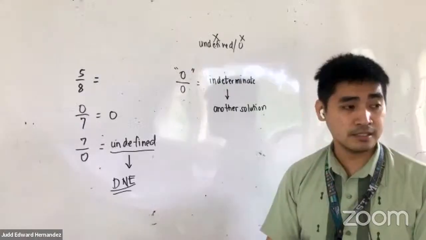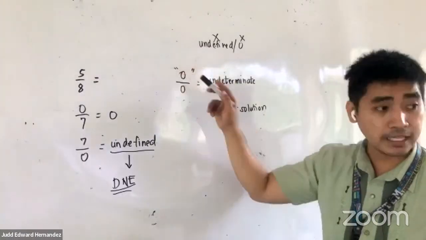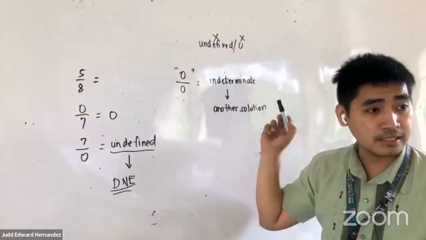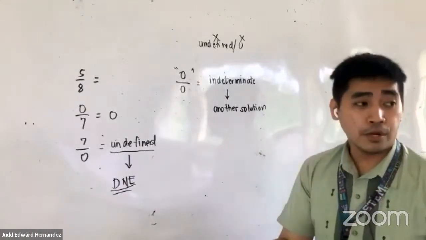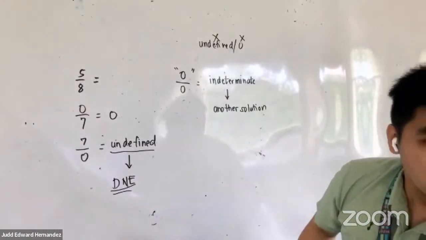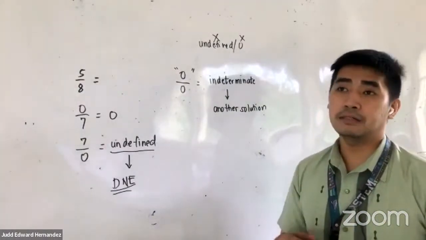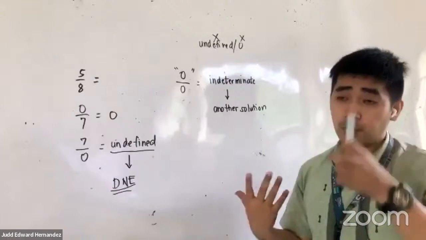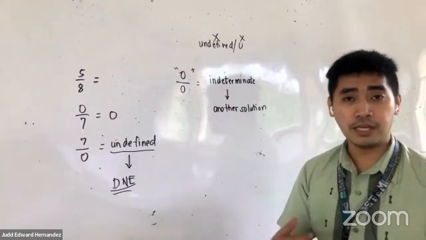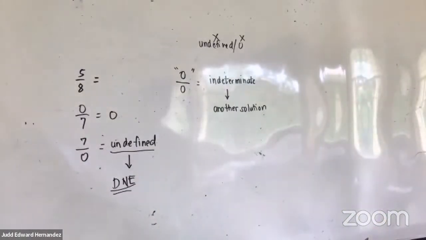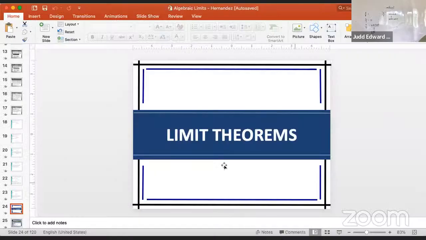If the given is 0 over 0, what is that again? It is indeterminate. Again, it is indeterminate because we are not able to come up with the end result, so that we need to look for another solution in order for us to answer the question. Okay, so let's now start our discussion with the limit theorems. Okay, so konti lang naman yung limit theorems na meron tayo.